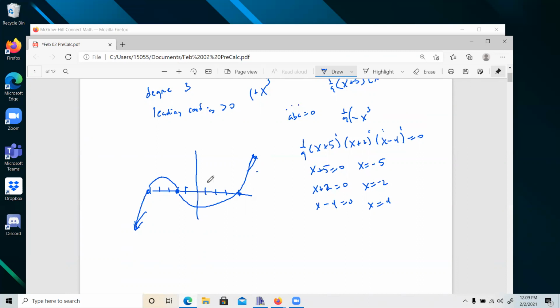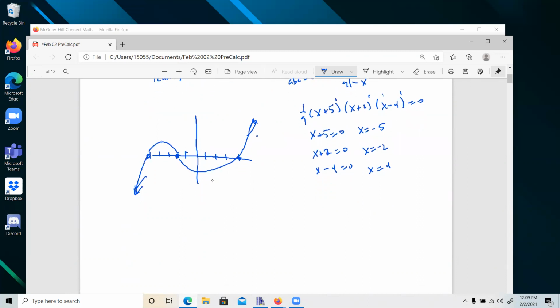There's a slightly better way to do this if you weren't sure. How could you test this? Well, what if I picked your favorite number between -2 and -5? Pick any of them. Pick your favorite number somewhere between -2 and -5. Let's pick -3.